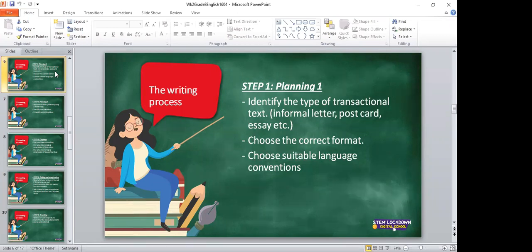Remember, the language you use will depend on the type of transactional text you write. If you write an informal letter, you cannot use formal words. Remember, an informal letter is the one you write to your friend. You cannot write to your friend as if you are writing to the president. So to your friend, it's going to be lively.